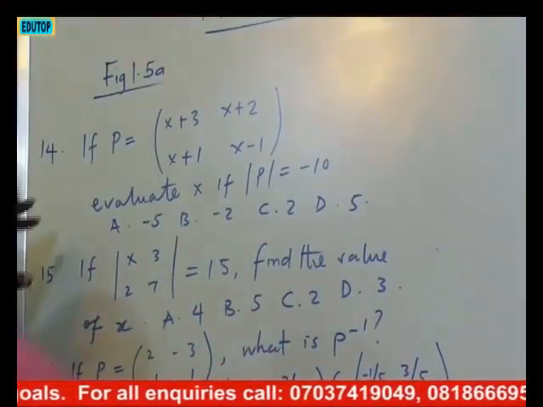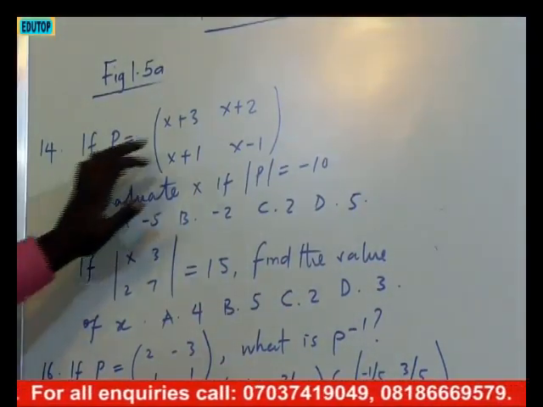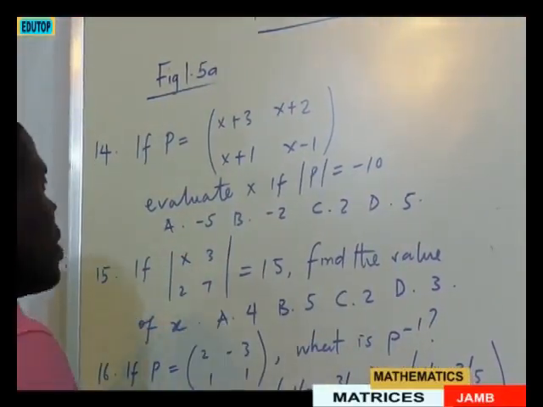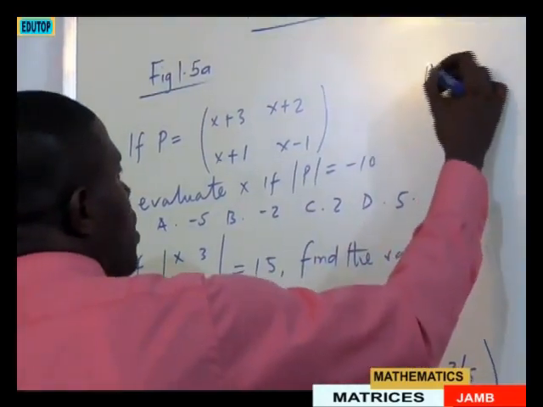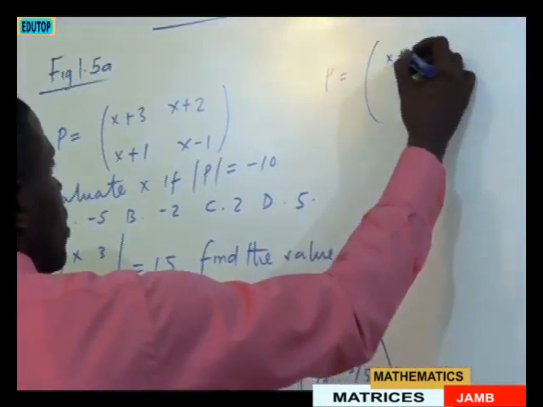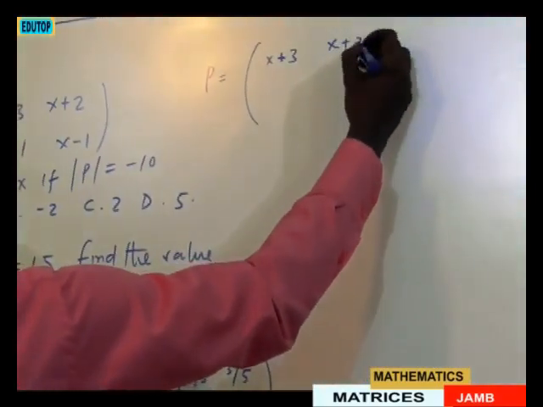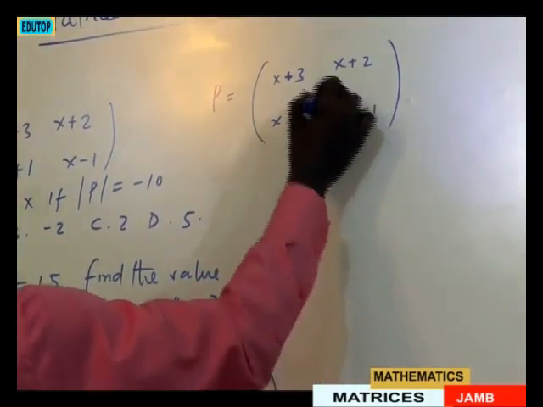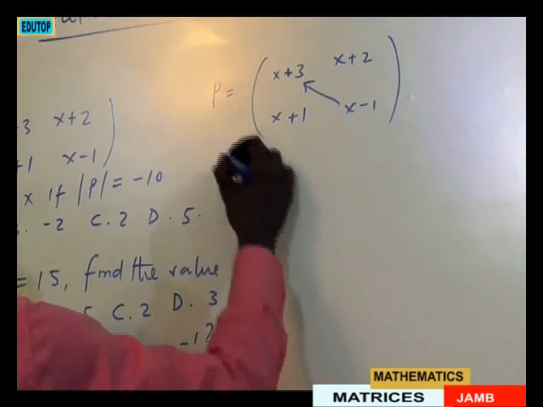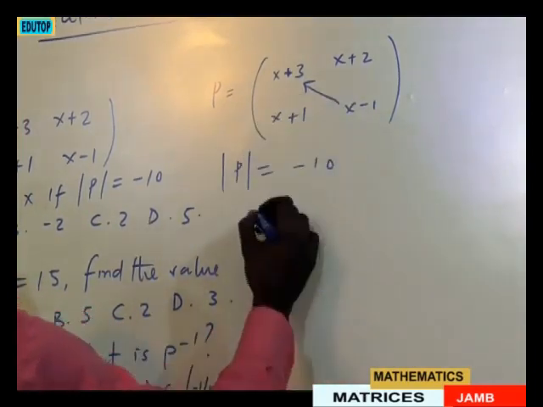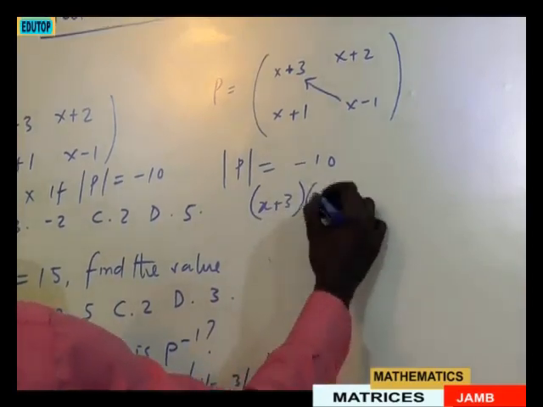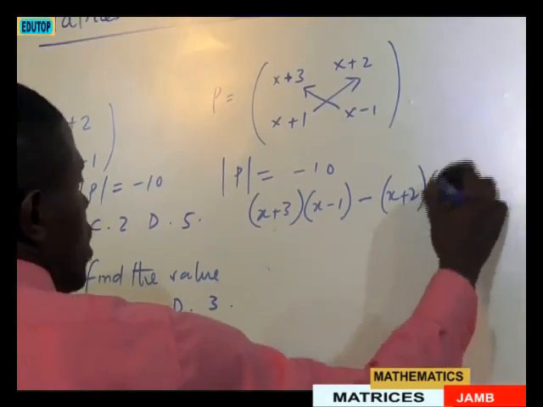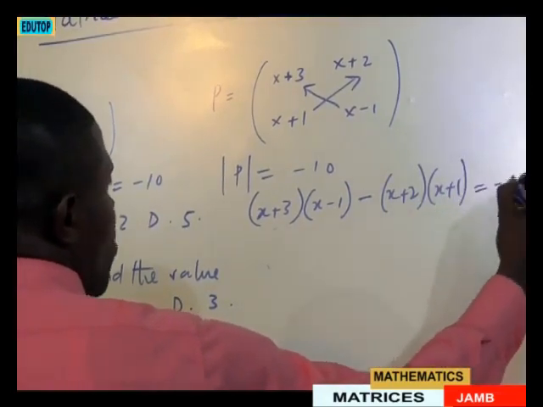Now, question 14. If P is this, evaluate X, given the determinant of P. So we have to determine the determinant of P. Our P is equal to X plus 3, X plus 2, X plus 1, X minus 1. Since the determinant of P is given to be minus 10, that means X plus 3 into X minus 1, minus X plus 2 into X plus 1, is equal to minus 10.